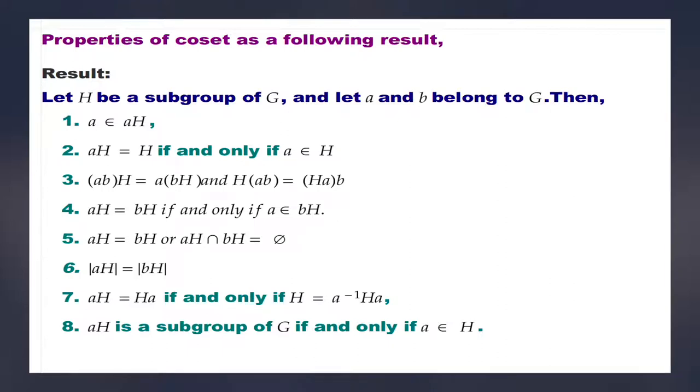The fifth one is aH is equal to bH or aH intersection bH is equal to empty. The sixth one is the cardinality of aH is equal to the cardinality of bH. Seventh one, aH is equal to Ha if and only if H is equal to a inverse Ha. The eighth one is aH is a subgroup of G if and only if a is in H.